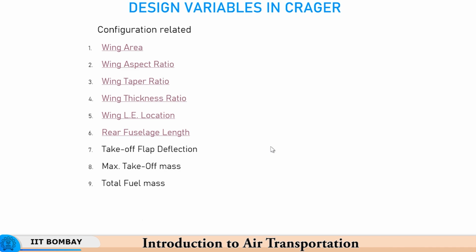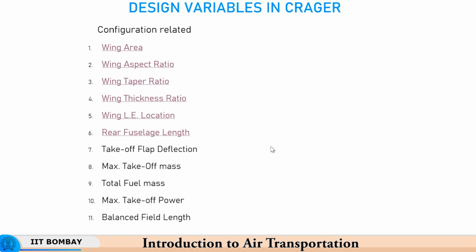Similarly, the ninth design variable in Kraiger regarding the configuration is the total fuel mass. This also is something that actually gets calculated. You fix a configuration of the aircraft and then you fly the aircraft from the starting point to the destination through various segments. You estimate the fuel consumed in each segment, you add them together and you get total fuel mass. But in Kraiger, we have given total fuel mass also as one of the design variables. Maximum takeoff power is a parameter that decides the size of the engine and also to some extent the fuel consumption and also the weight of the aircraft.